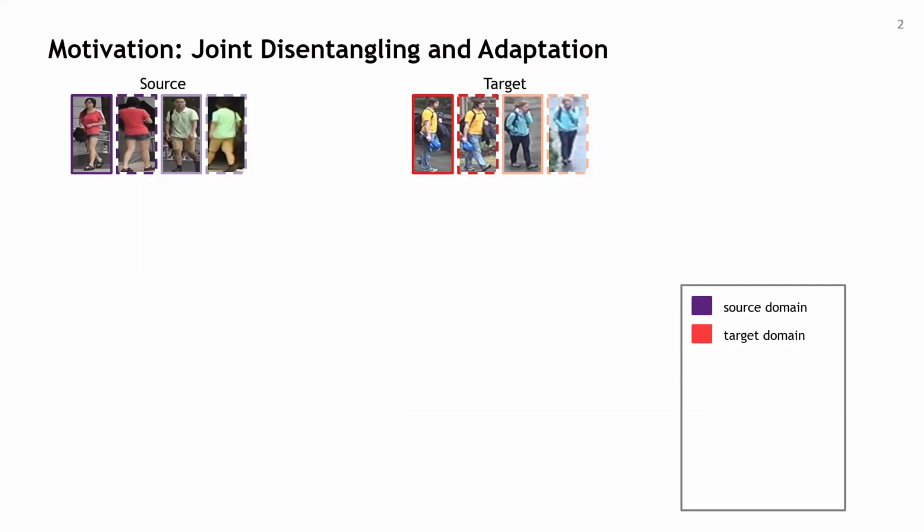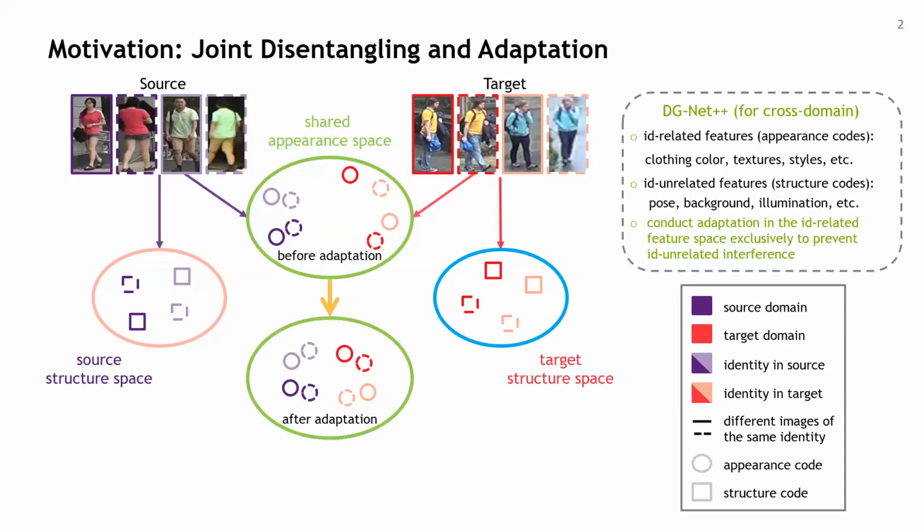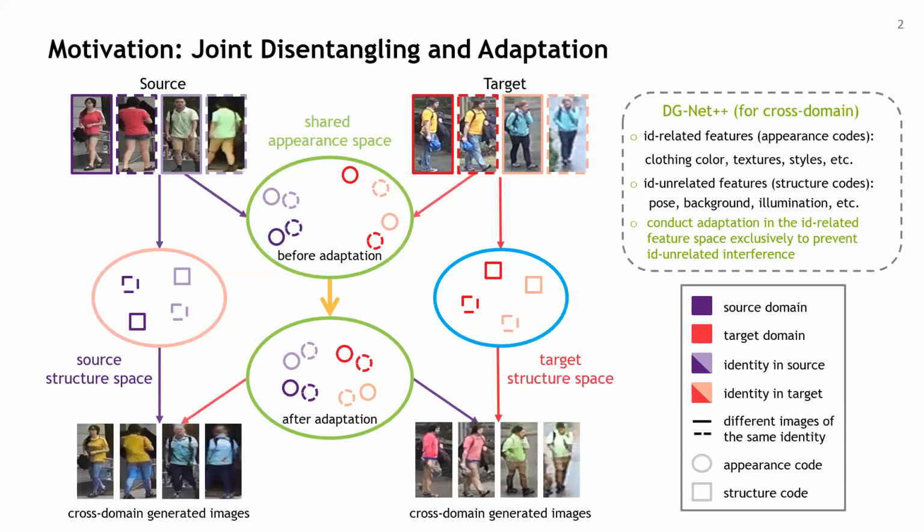Inspired by DGNet, for cross-domain adaptation of ReID, we propose a joint disentangling and adaptation framework, DGNet++. To be more specific, ID-related features or appearance codes capture cues such as the clothing color, textures, styles. ID-unrelated features are called structure codes, with the information about the pose, background, illumination. In DGNet++, appearance and structure factors are disentangled into separate spaces, and we only conduct adaptation on the appearance space that is mostly related to the ReID task. This can help to alleviate the negative effects brought by the adaptation of ID-unrelated features. Moreover, we can swap the appearance and the structure codes to do cross-domain image generation.